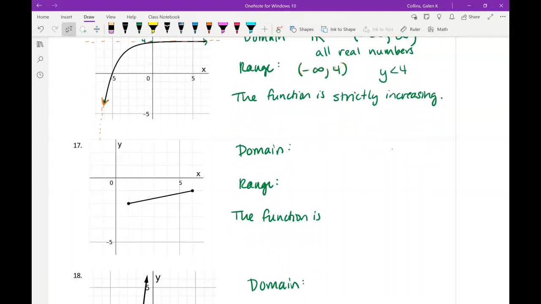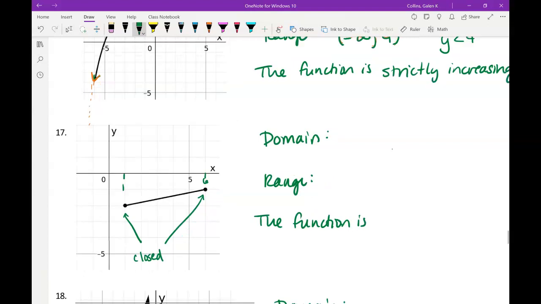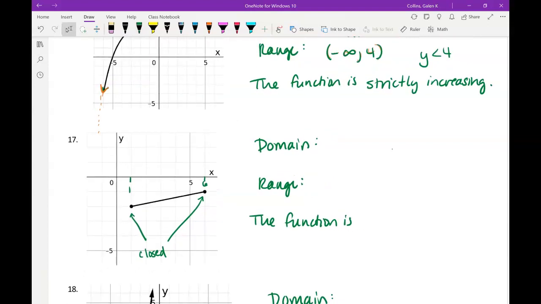All right, 17 I think is a little bit easier. I think those last two curves have been kind of hard to interpret. So in 17, actually I think this is way easier. My domain, well, my graph starts where x is 1 and my graph stops where x is 6. And I have closed circles on both ends of this, what looks like a line segment. So that means I include both those x values in my domain.